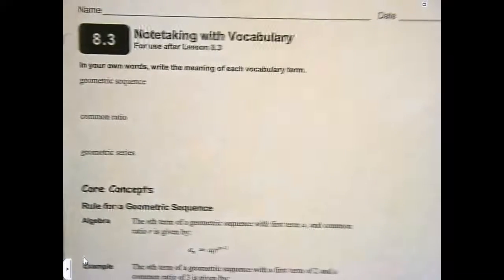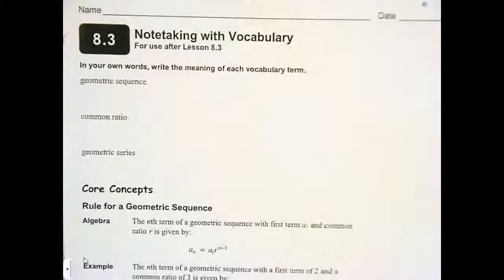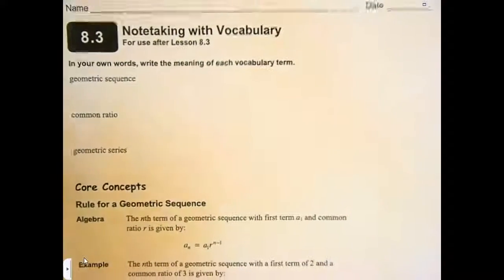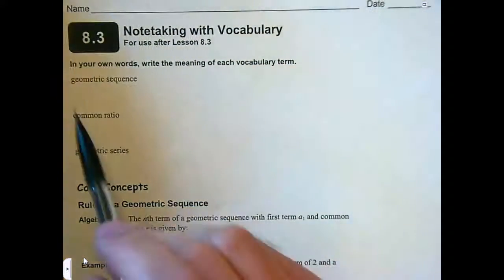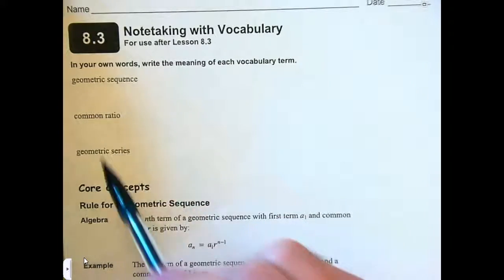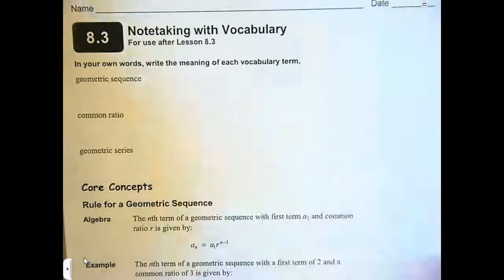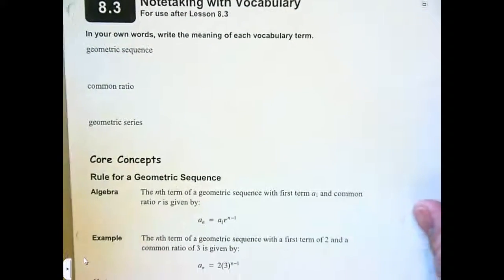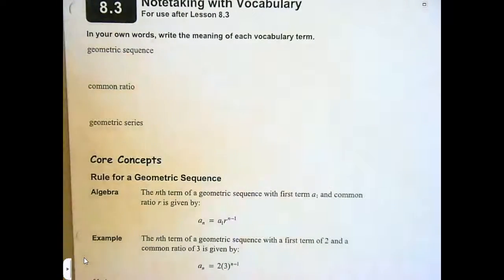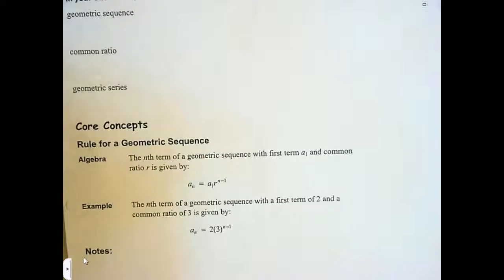8.3 today, geometric sequences and series. At the top of page 228, you have some vocab terms that we'll reference today. You can go ahead and define those at a later time if you want. Most likely, we've referenced them enough in 8.1 that you may already know them.